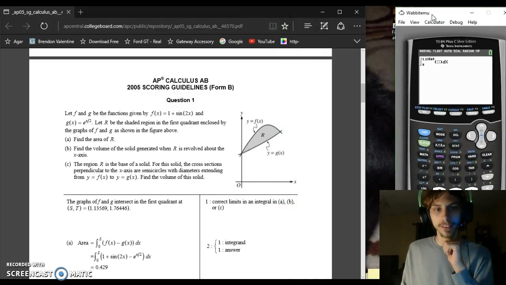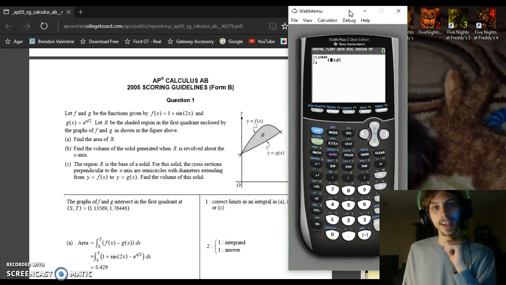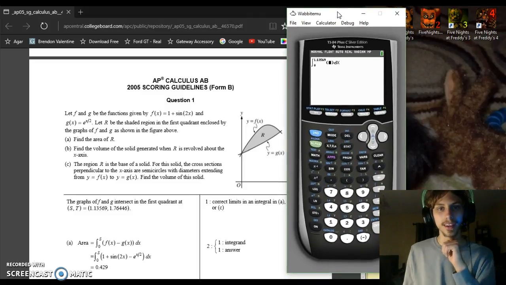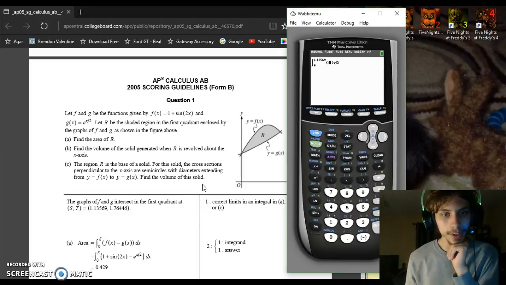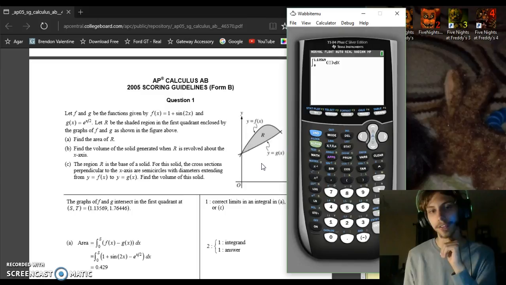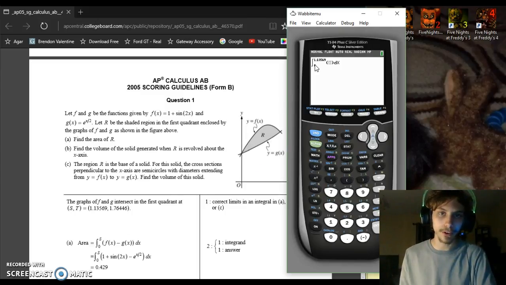Oh, I just noticed. Wait a minute. Before we do that, you get 1 point for the correct limits in an integral in A, B, or C. So if you find the two bounds correctly for all integrals, you get a point already. That's easy. Okay, so we want to do f of x, since f of x is the upper function and g of x is the lower function, so it would be from 0 to 1.13569.